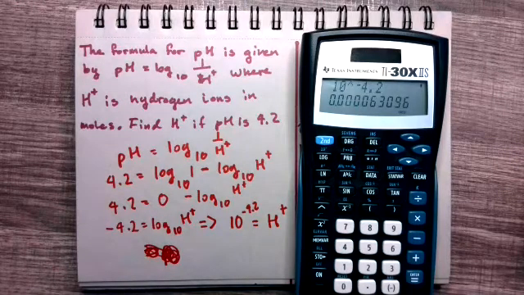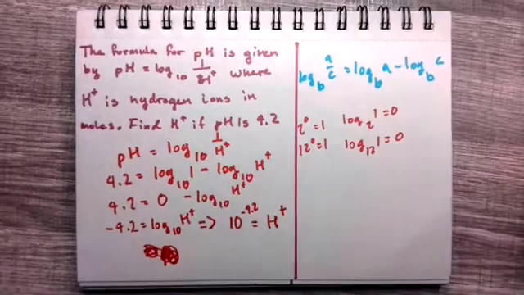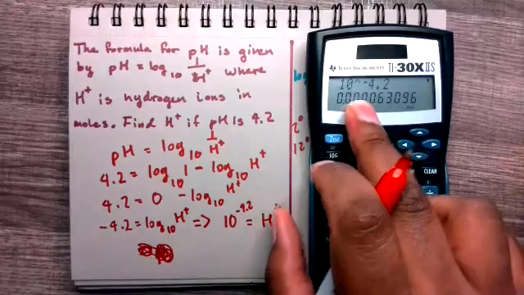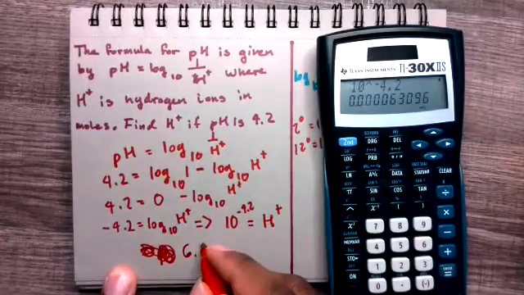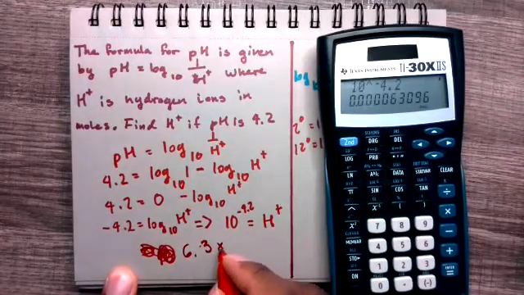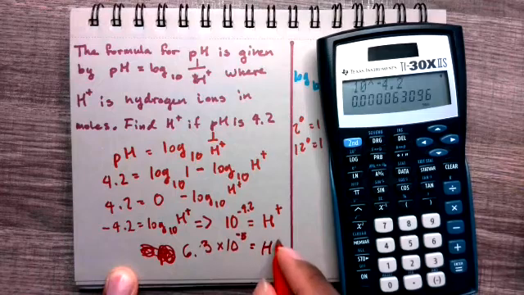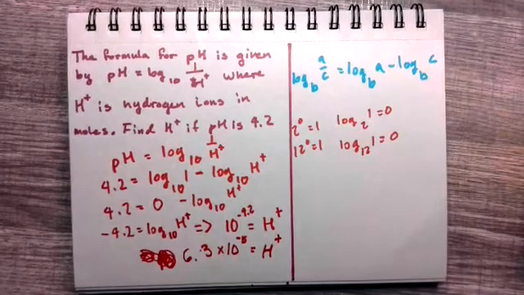And it gives us 0.006, this thing right here, right? So let's see. Sig figs will say 1, 2, 3, 4, and then 5. So it'll be what? 6.3 times 10 to the negative 5. And that's going to be our answer. Okay. All right. So that's how you do that.